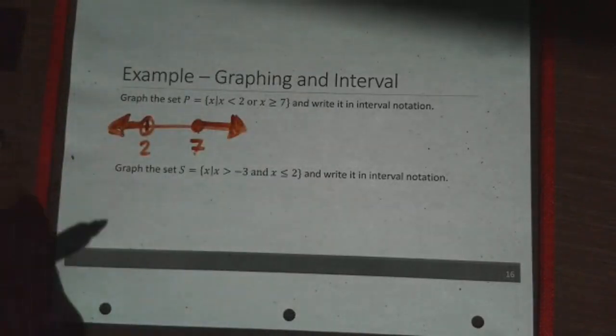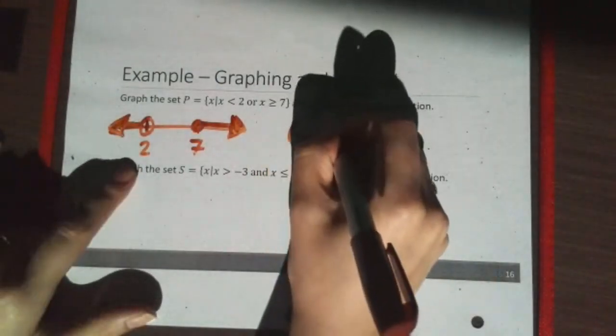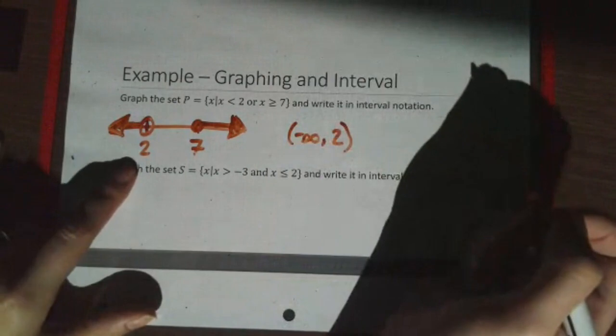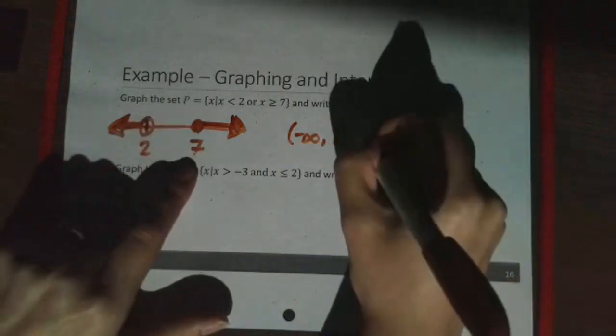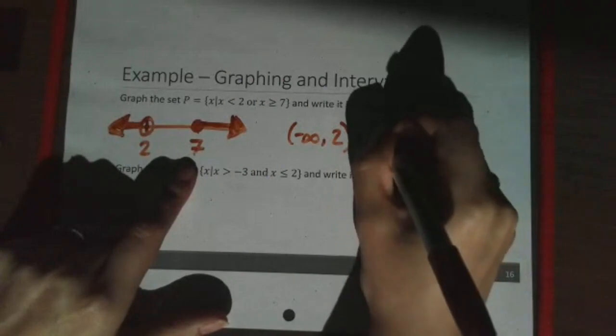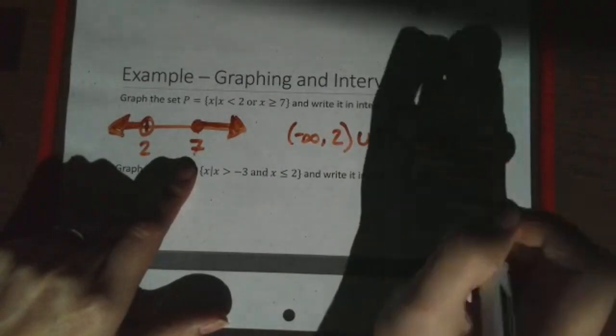So now I want to write this in interval notation. So that will be negative infinity up to 2, parentheses because the 2 has an open circle, or, so union, 7 with a bracket because it's a closed circle up to infinity.